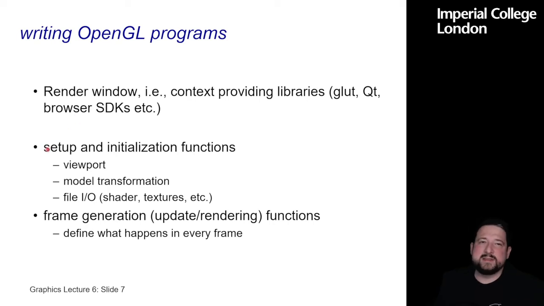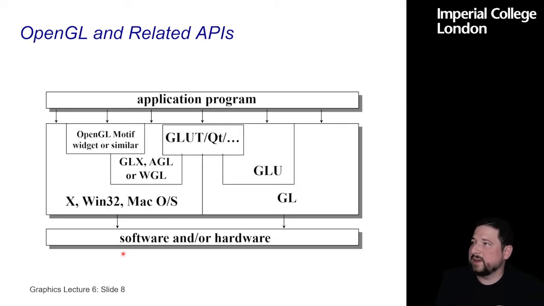And then you need to set up and initialize some very basic functions. You need to set up what that rendering area represents, so the viewport. How do you look inside your scene? You need to set up the initial model transformations. You need to set up file I/O, read object files, textures, shader files, all of these things, and then define the frame generation. How often is it, what function is called for every update, every frame you want to generate. Define what happens actually in every frame. That is something you need to define in your application stage in OpenGL.